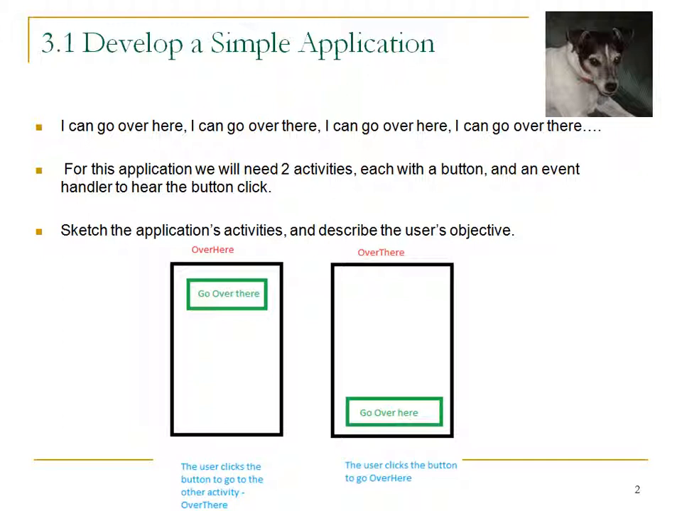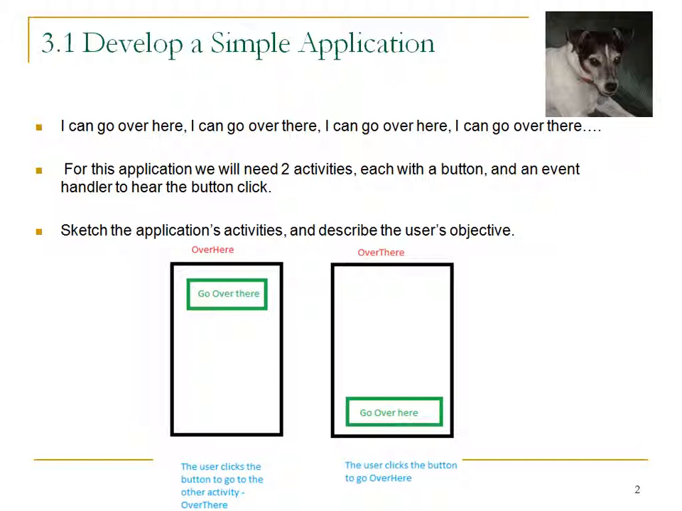So there are two activities. The first one, when the application starts, is an activity that is over here. And the thing that you can do from over here is go over there. That will use an intent to get us to the other activity, where you have a button that says go over here. It starts to be a little bit confusing because when you are someplace you can't go over here, but that's okay. It's not too complicated. You can get your brain around this.